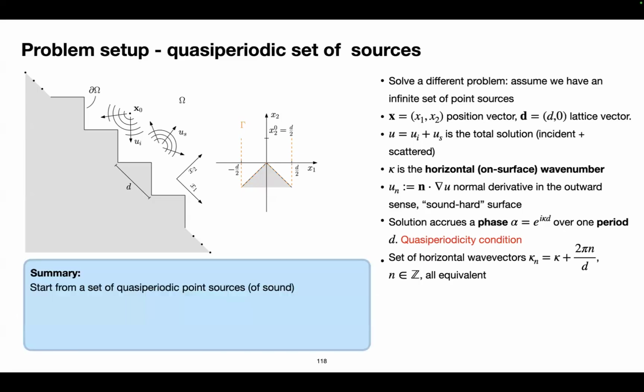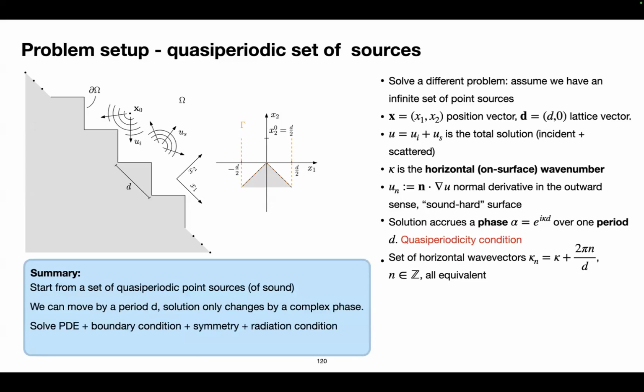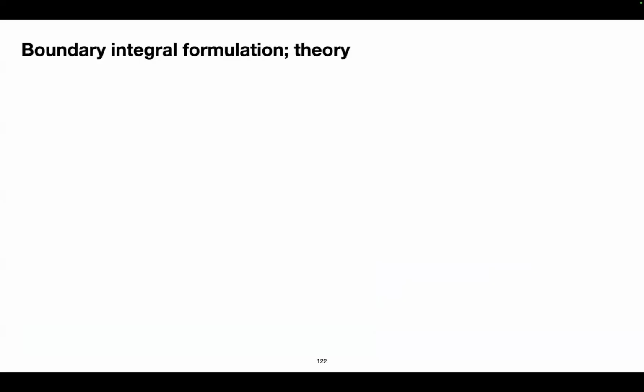Okay, so again, very technical slide. So just to summarize, I'm going to solve a different problem. I'm going to assume an infinite set of point sources that are quasi-periodic, which means that if I move by a period, the solution only changes by a set constant. And I'm going to have to solve the system of 4 equations. And then I'm going to go from this setup of an infinite number of point sources to a single point source via a mathematical trick that I'll introduce later.